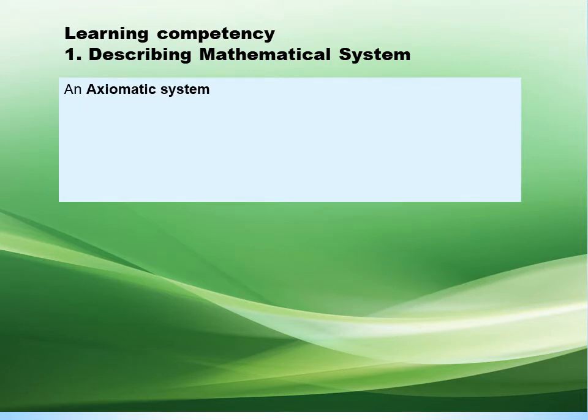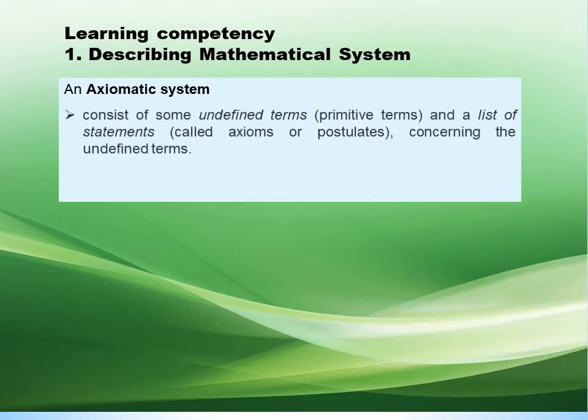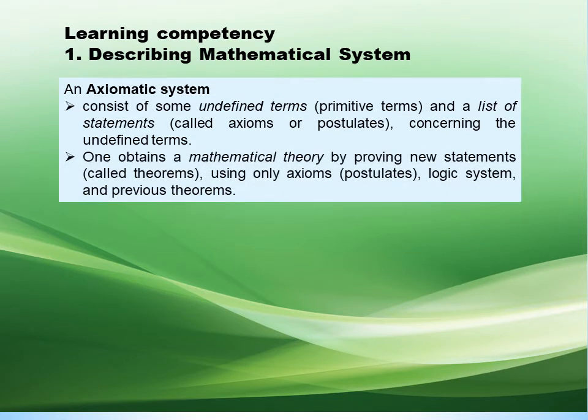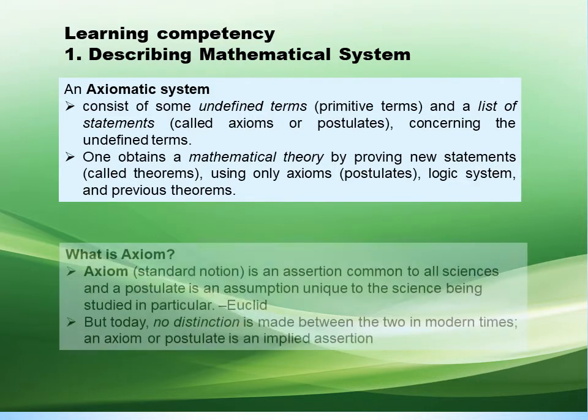So what is an axiomatic system? It consists of some undefined terms, primitive terms, and a list of statements called axioms or postulates concerning the undefined terms. So one can obtain some mathematical theory by proving new statements called theorems, using only axioms or postulates, logic, and previous theorems.